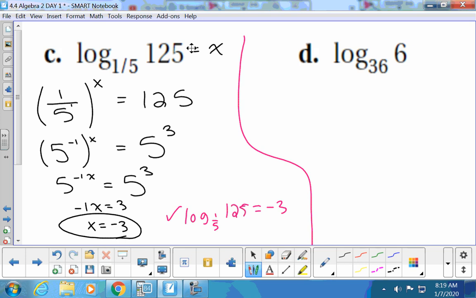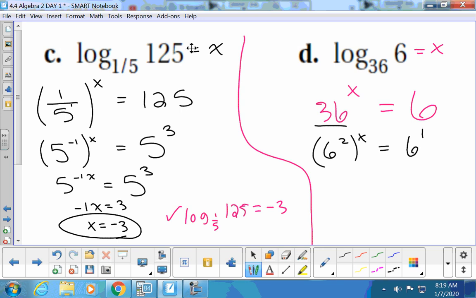And last one on the slide. 36 to what power is 6? It's almost weird when you have to go from a big number to a small number. So the exponent's probably going to be some sort of fraction. I'm going to make my left-hand side match my right-hand side. 36 is 6 squared. And then this 6 is 6 to the first. So I kind of have matching here. 2x equals 1, and x is 1/2.